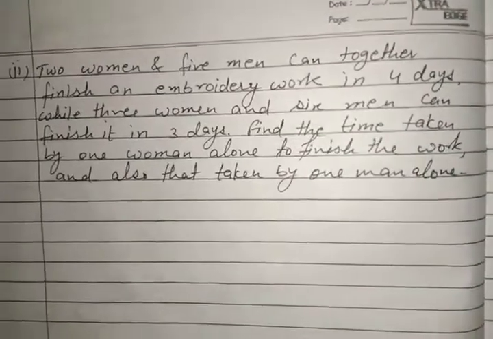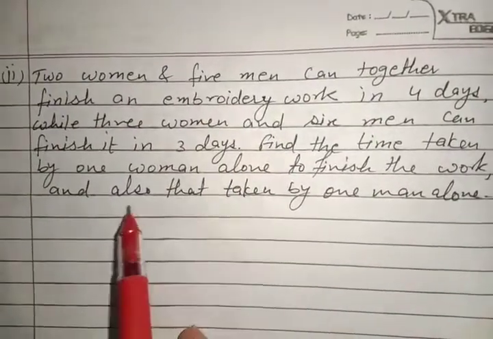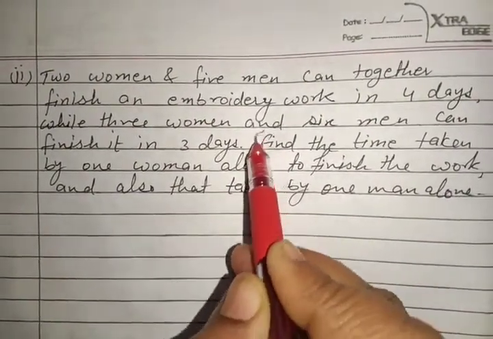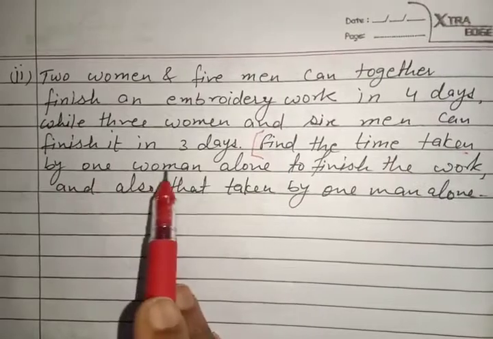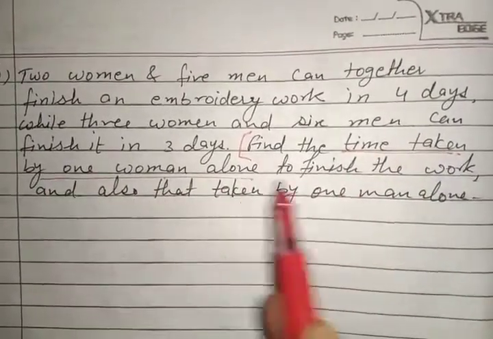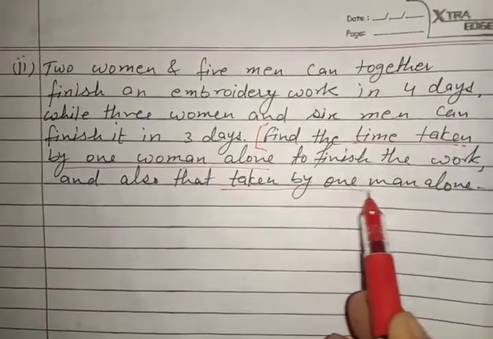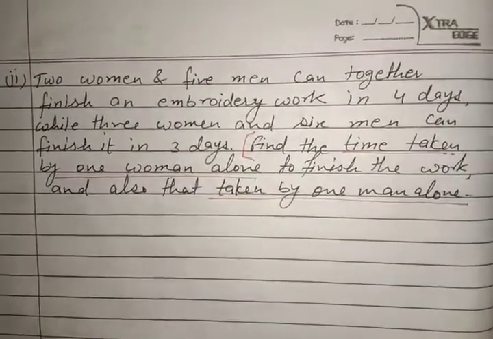Now second part we'll discuss: 2 women and 5 men. Okay, later on we'll read that. First of all, the last line. Find the time taken by 1 woman alone to finish the work, and time taken by 1 man alone.